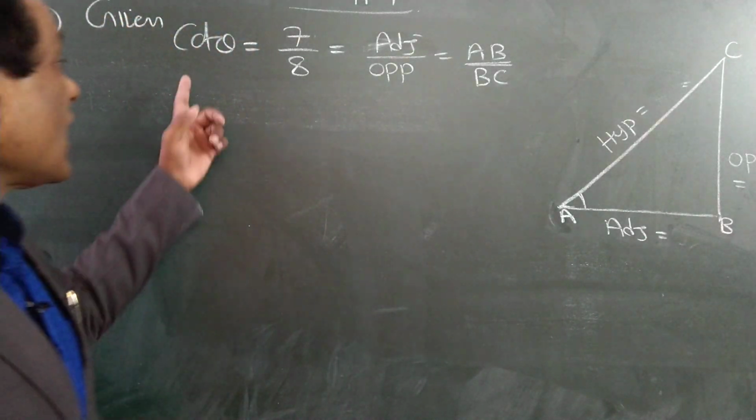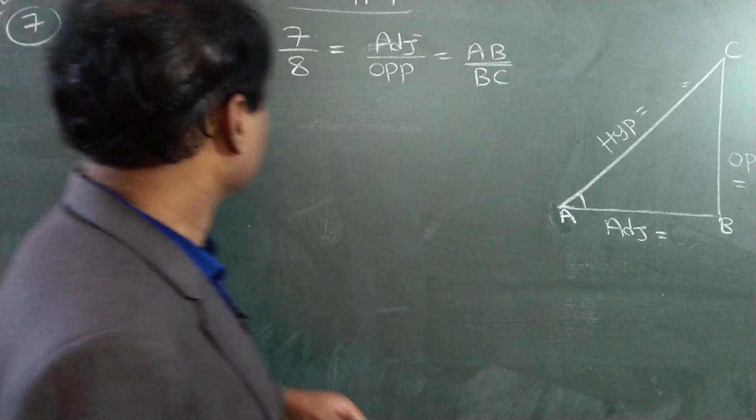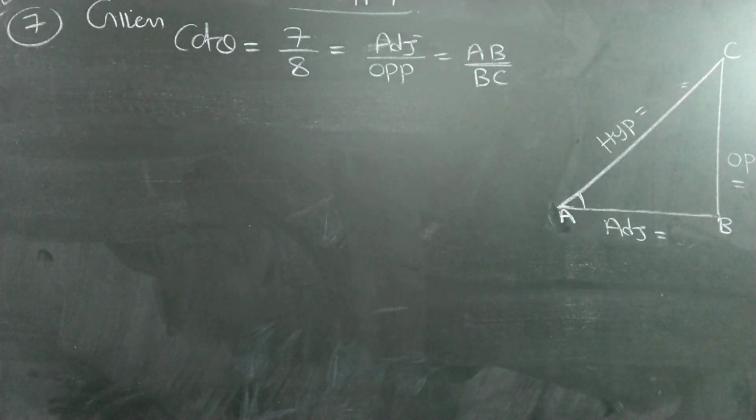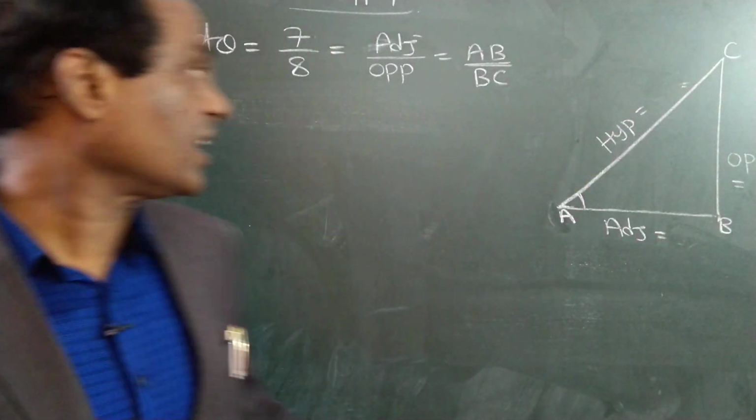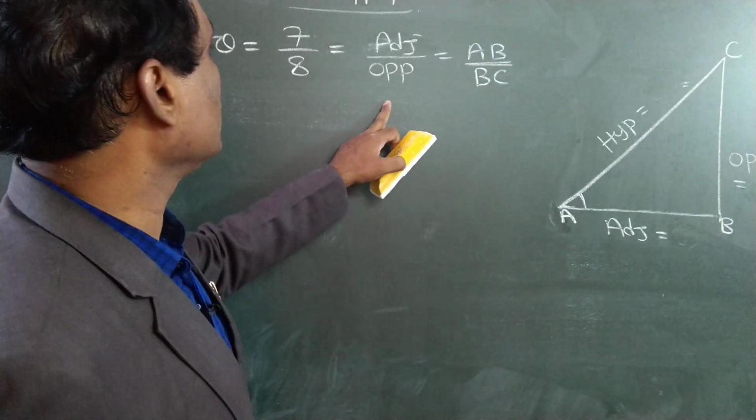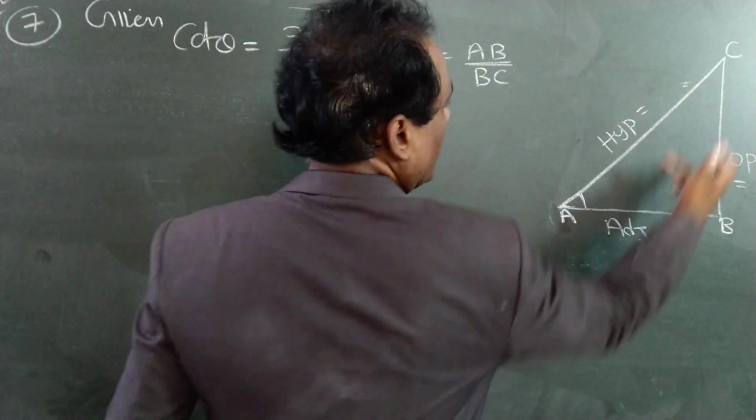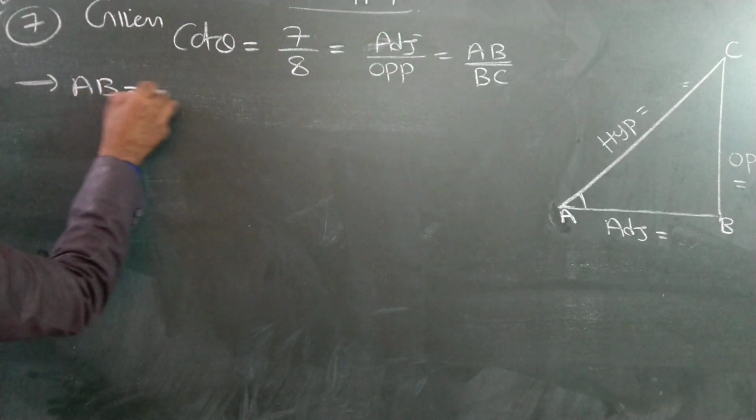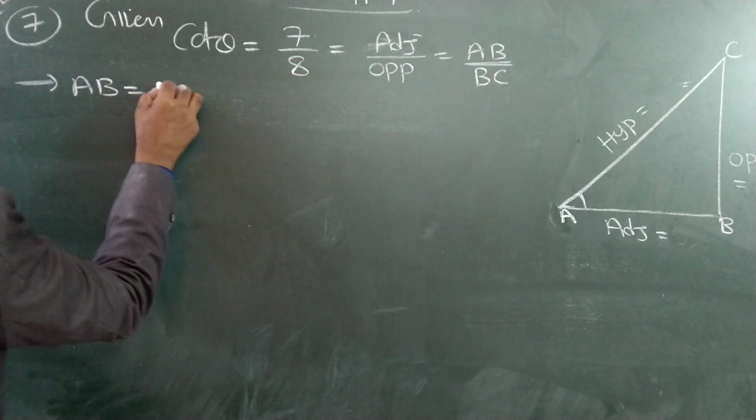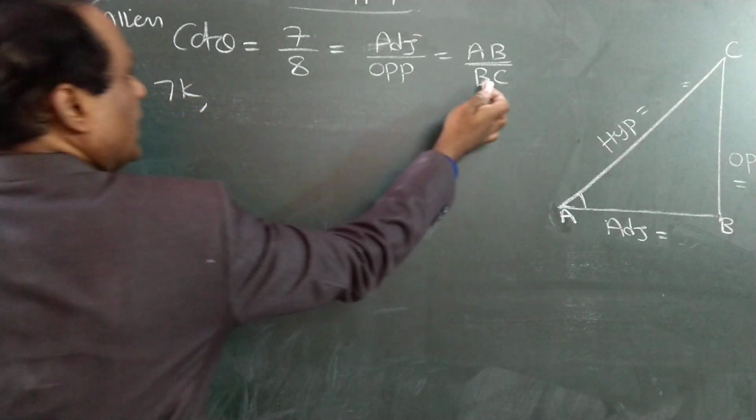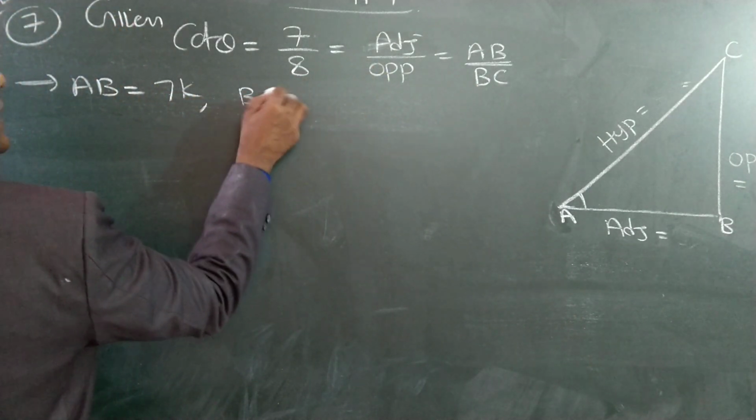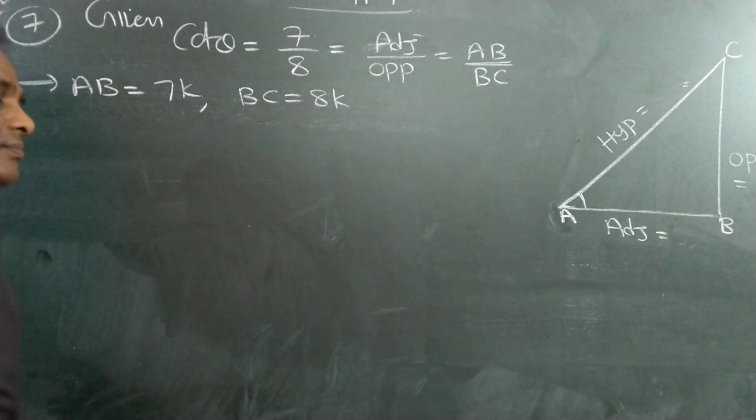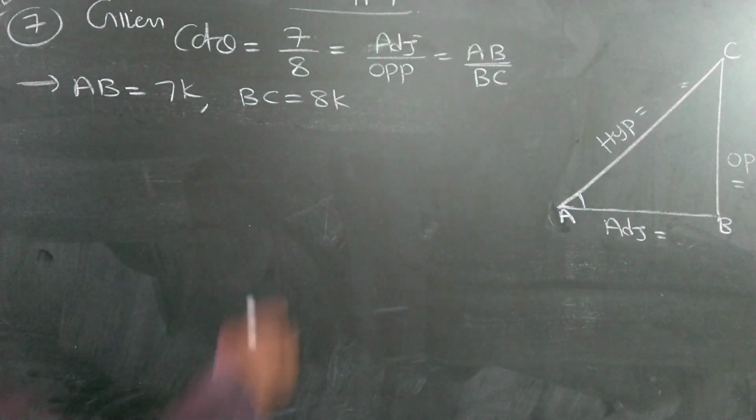What is the cot theta definition? Adjacent by opposite. Adjacent is AB, opposite is BC. That means AB is equal to 7k, and BC is equal to 8k. This is theta.